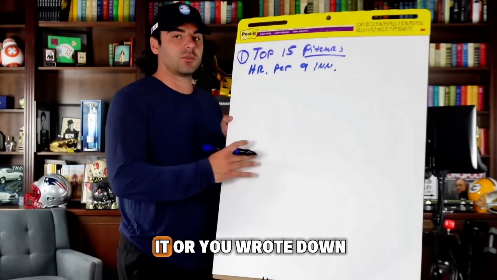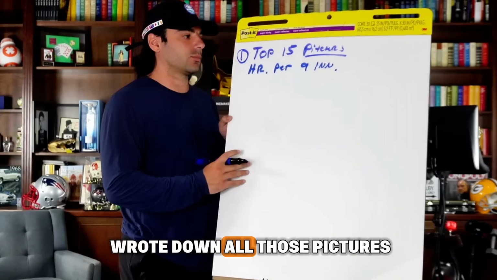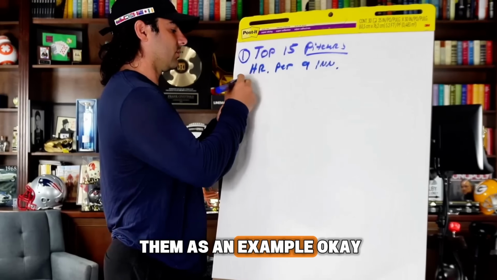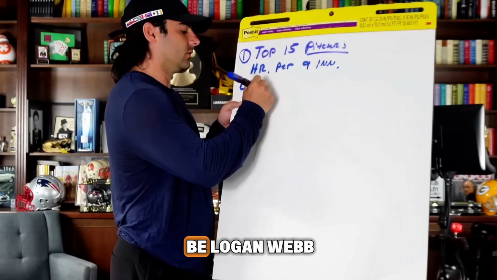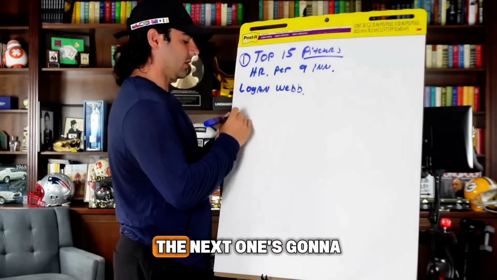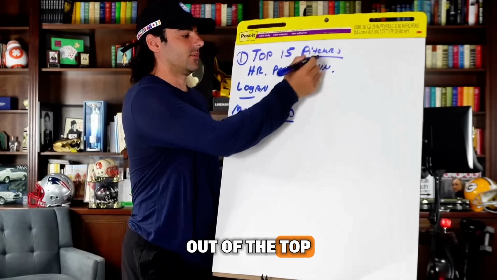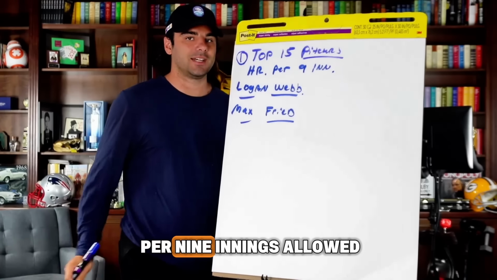So if you screenshot it or you wrote down or you paused it, wrote down all those pitchers, well now I'm going to pick 2 pitchers from that list and use them as an example. Okay, first one's going to be Logan Webb. The next one's going to be Max Fried. All right, so we got 2 pitchers written down out of the top 15 for home runs per 9 innings allowed.